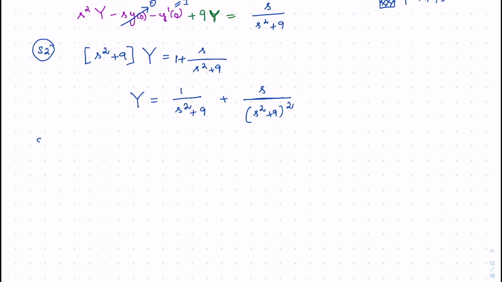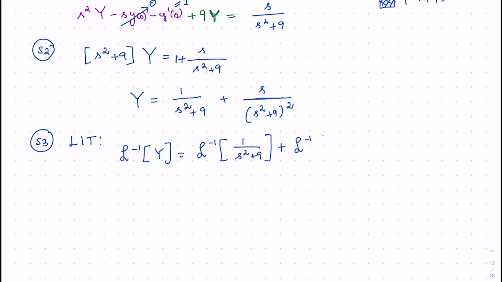So the next step, step 3, is applying the Laplace inverse transform. Let's split it up. Let me write down the steps. It's going to be Laplace inverse of capital Y on my left hand side, which is y of t. On the right hand side it's going to be Laplace inverse of 1 over s squared plus 9, which we will know in a moment. That's an easier one. And then I have Laplace inverse of s over s squared plus 9.